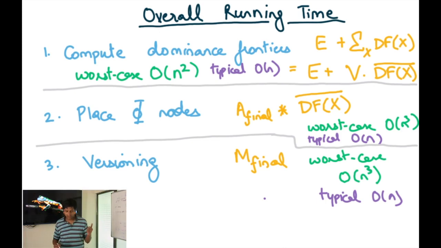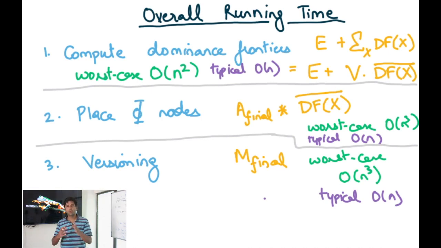So finally, we have the overall running time of the conversion to SSA algorithm: order n typical to order n square worst for the first step, order n typical to order n cube worst for the second step, and order n typical to order n cube worst for the third step. And we have also gotten some sense of when it is going to be good and when it's going to be bad.